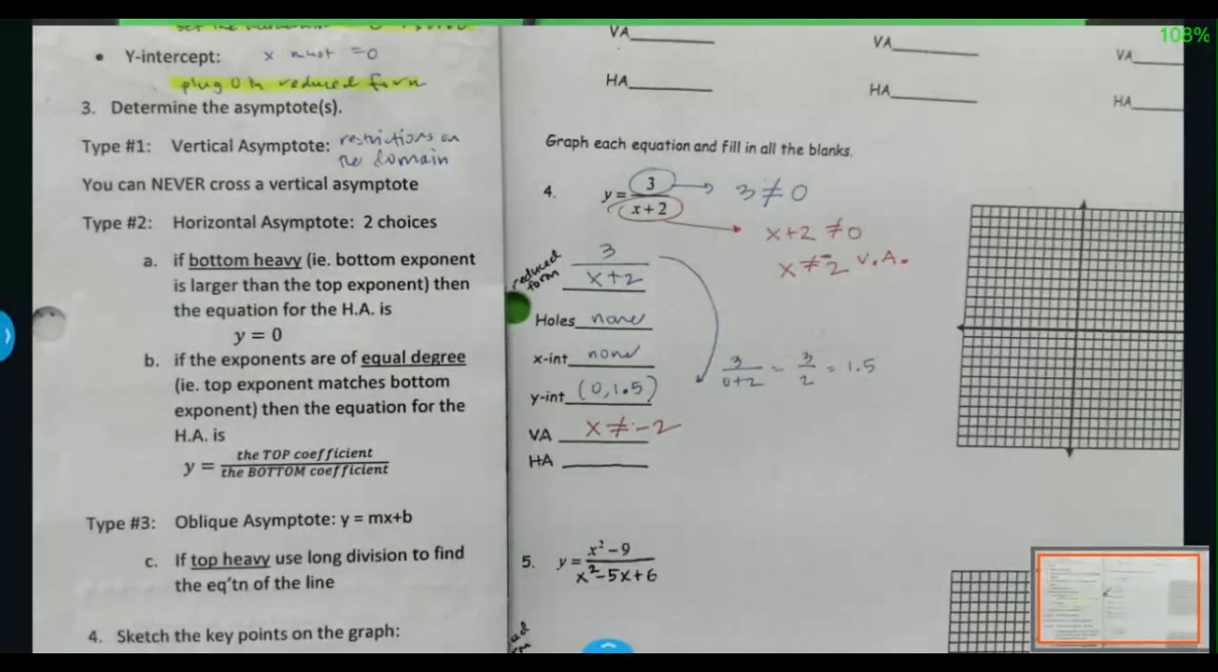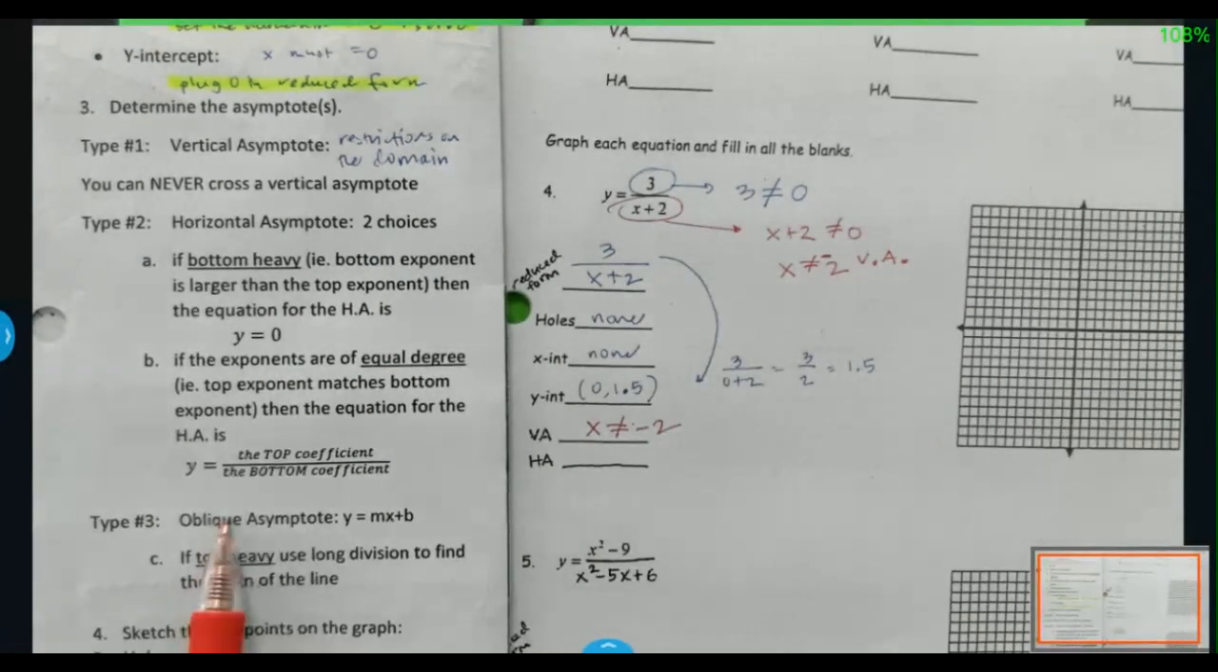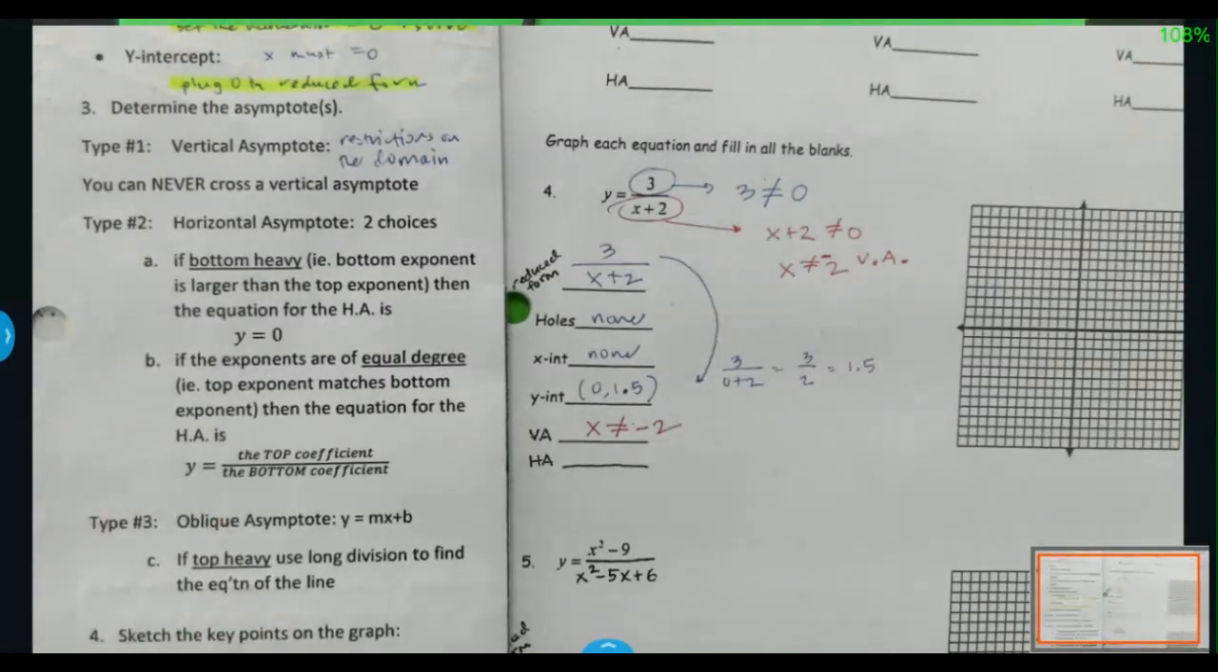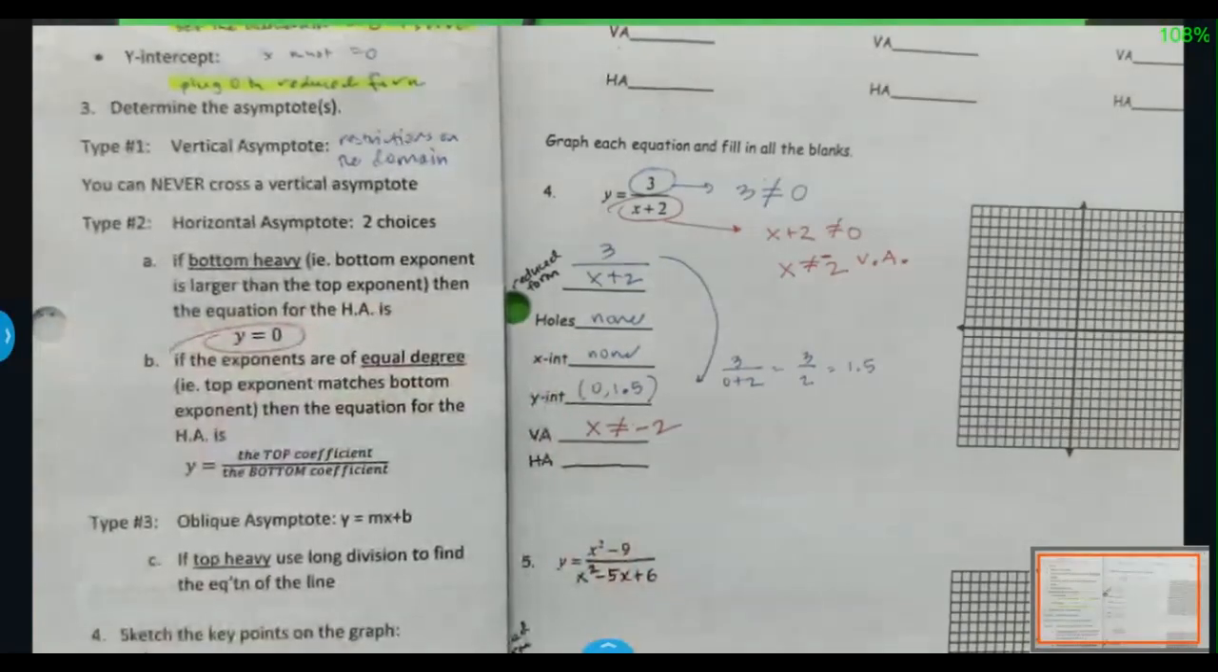Now the next one, there's a third type of asymptote called an oblique asymptote. We're not going to do that today. So we're just going to do horizontal and vertical today. We're going to stick with the easy stuff. Then we'll do obliques on Thursday probably. But if you have a horizontal asymptote, you have two choices. If it's bottom heavy, which I'm going to talk about what that means, the asymptote is y equals 0.